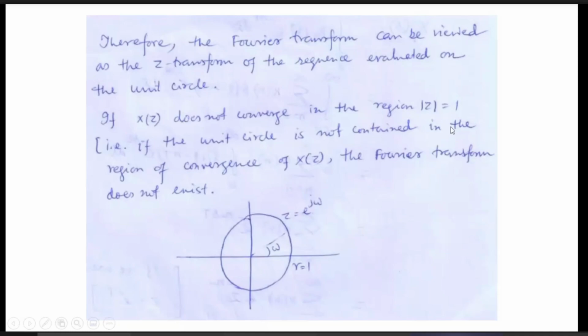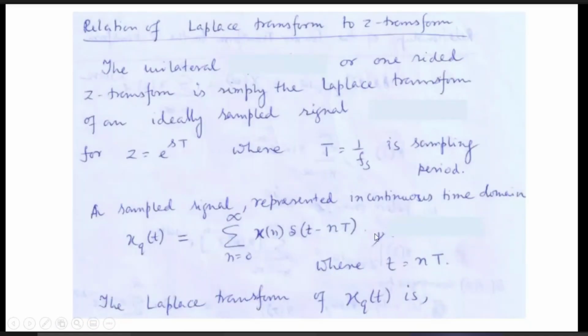Since X of z has some ROC, region of convergence, the unit circle should be included in the ROC. The unit circle should be included in the ROC. Then only its Fourier transform is valid and will exist, otherwise not. Then another topic, what is the relation between Laplace transform and Z transform?